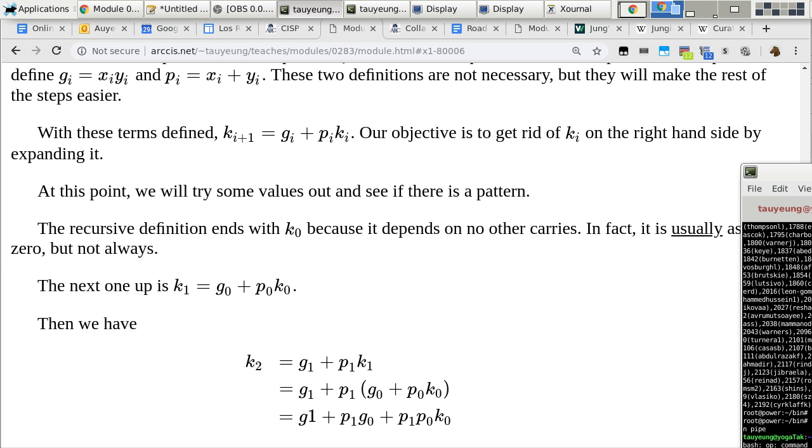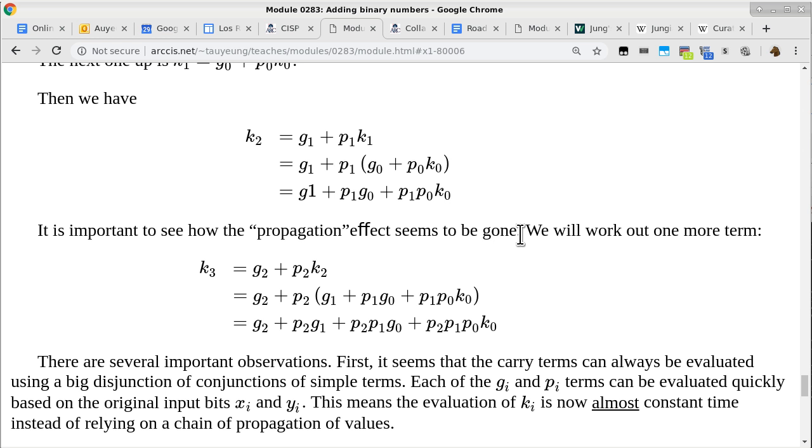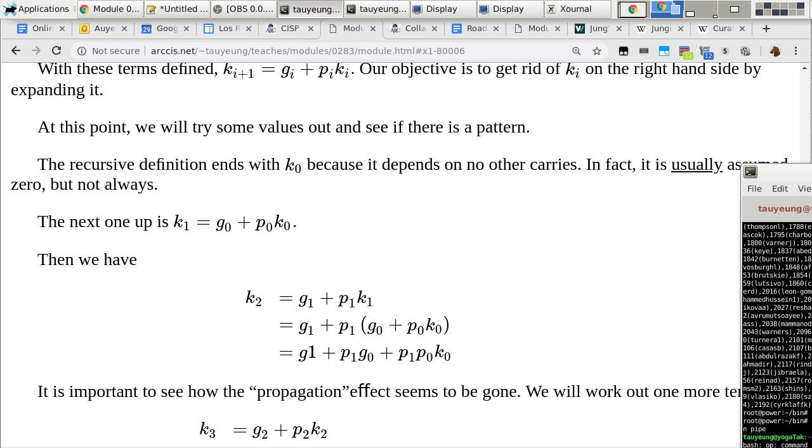So based on this equation, K3 looks like that. Okay? But let's go back to the question of propagational delay. Okay, so this is what I'm going to do next.